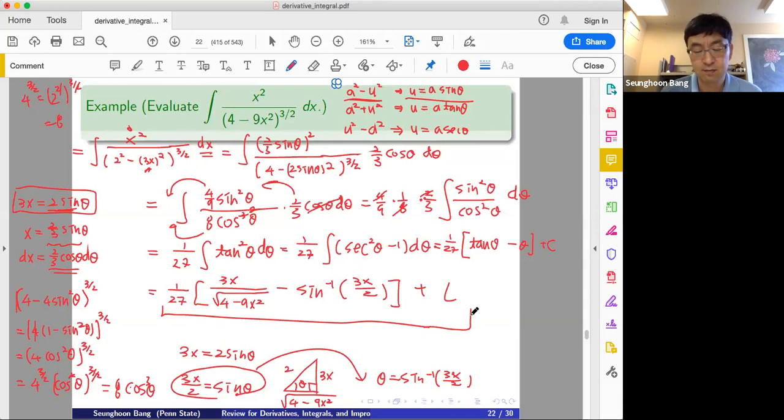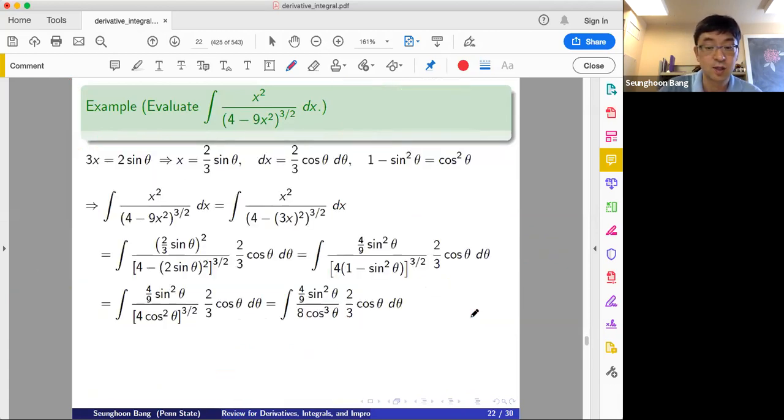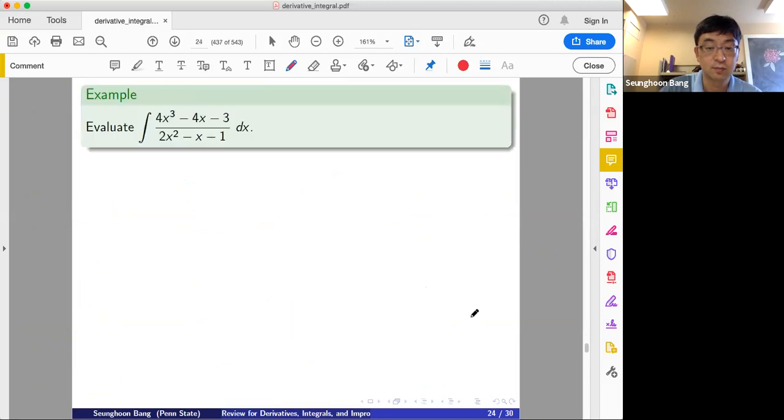It's good. So we are going to the next one. The idea is like this. Next, how can you solve the integral of 4x cubed minus 4x minus 3 over 2x squared minus x minus 1? How can you solve this problem? This is exactly polynomial over polynomial. You can use long division and partial fractions.